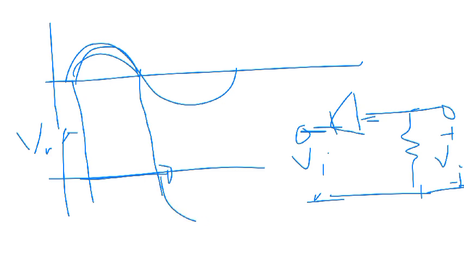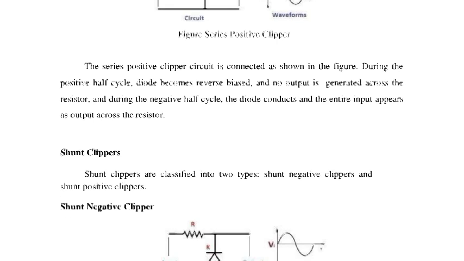This diode looks like this. So that's why, because its positive part is at the output, only the positive part is clamped. That's why this circuit is called a positive clamper. So this is the circuit.